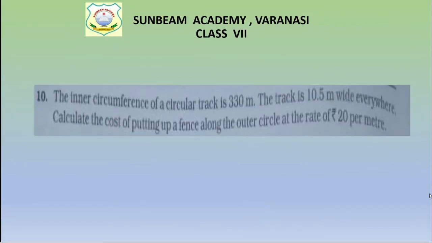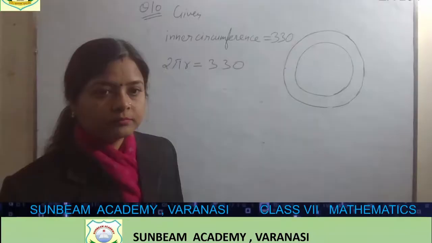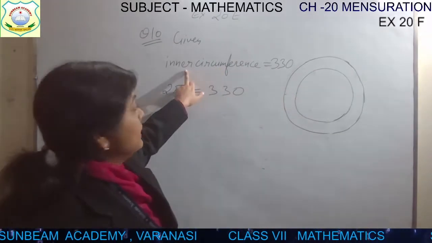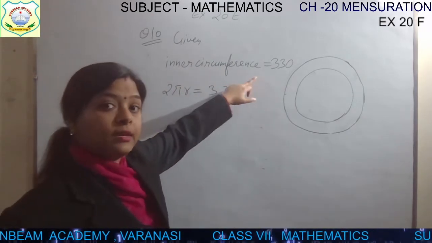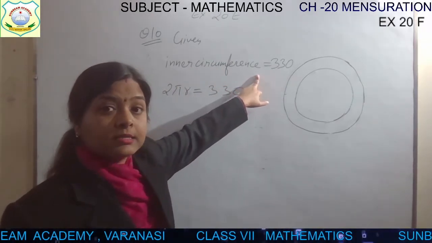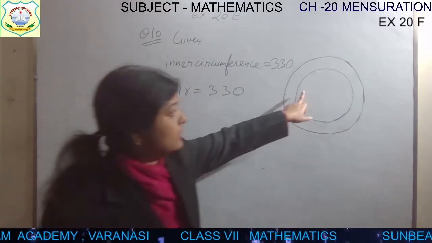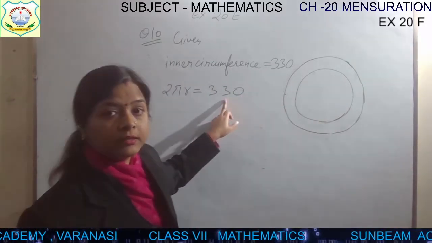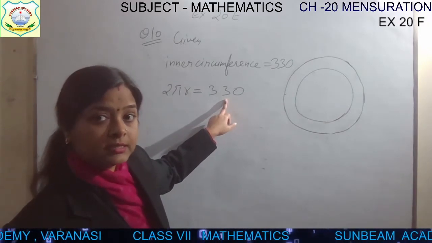Children, I am drawing the diagram for this. It's a circular ring, circular track. It will have two circles. Okay. Now see this. We are having the given part as inner circumference is 330. Inner circle circumference is how much? 330. It is given to us children.